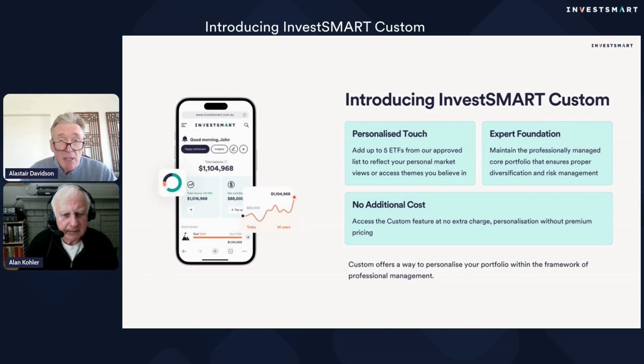It just gives you the chance to personalize your own account. That you can say, well, I'd like a bit of gold. I'd like some extra high yielding Australian equities, or I'd like a particular sector of the US market, and I can add it in.